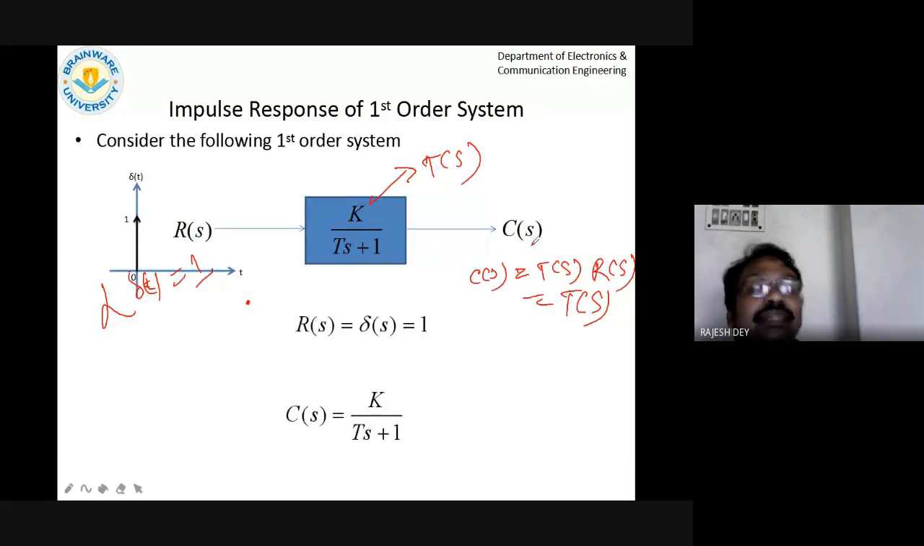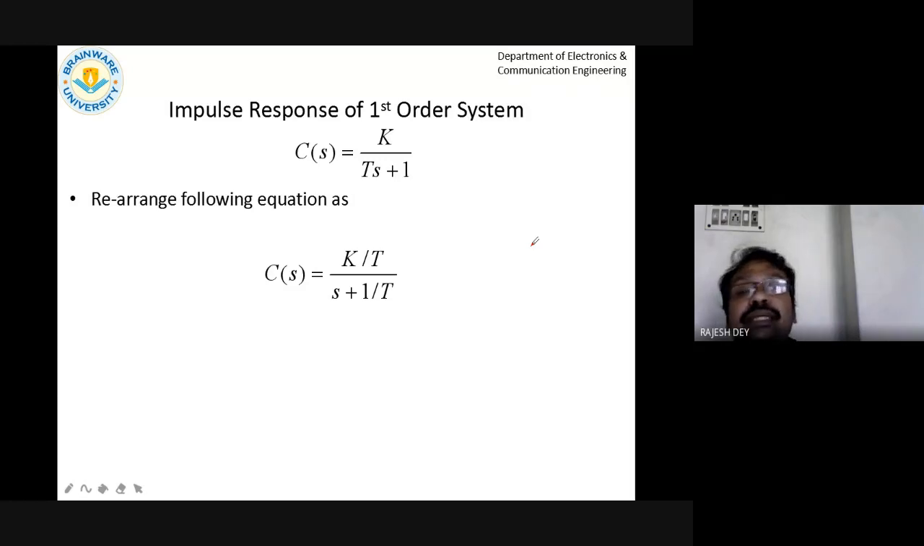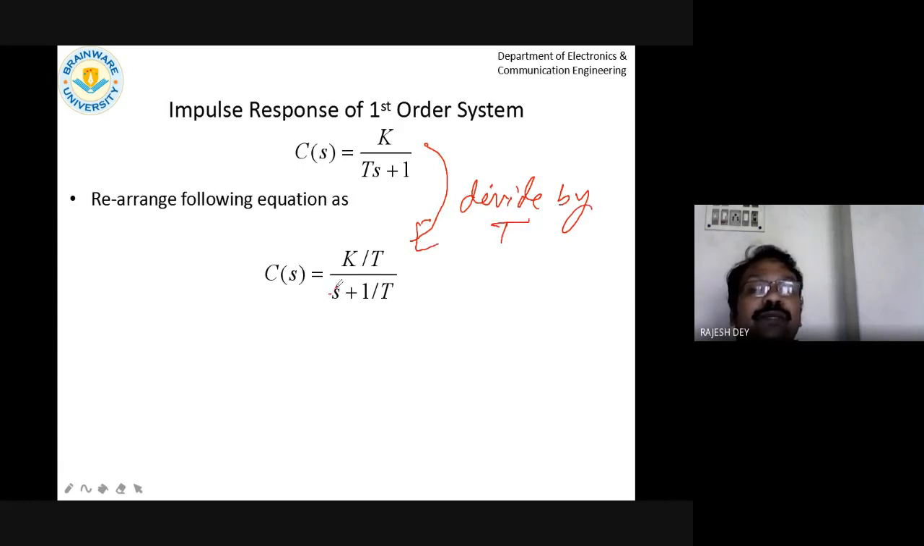Yes? It is just 1, and multiplying by 1 gives the same thing. Now there is no need for partial fractions, it is a simple expression. Just multiply and divide by T, so K by T divided by s plus 1 by T. Again we know the shifting property: 1 by s plus a is nothing but e to the power minus at.